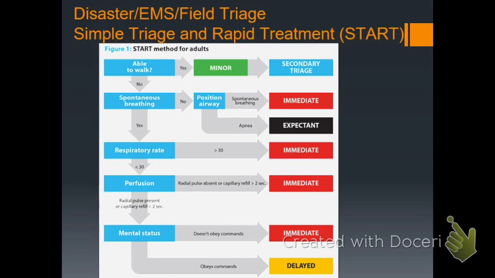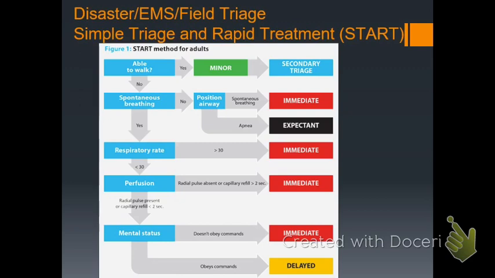What color do we give them? Yes, you give them yellow. The legs don't look good. They don't look good. We don't know what's going on. Certainly worse could be happening, but this patient passes respiratory rate, perfusion, and mental status. He can at least talk to you and answer your questions. Yellow. So then we go to the backseat passenger.